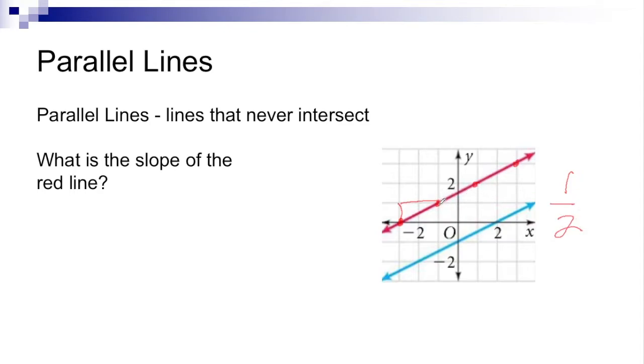So let's see if it's consistent. Go up 1, 2 to the right. Go up 1 and 2 to the right. So therefore, the slope of the red line is 1/2.